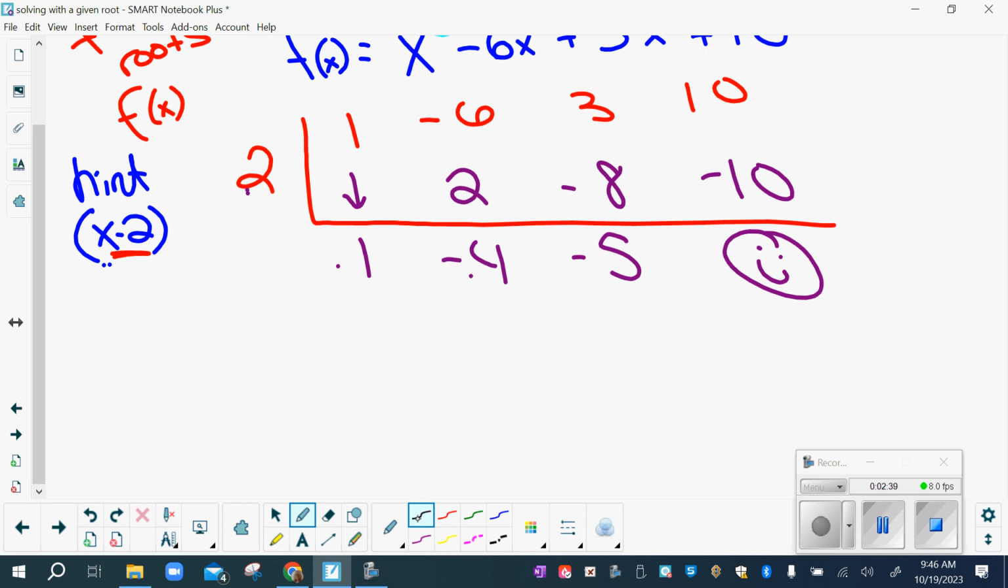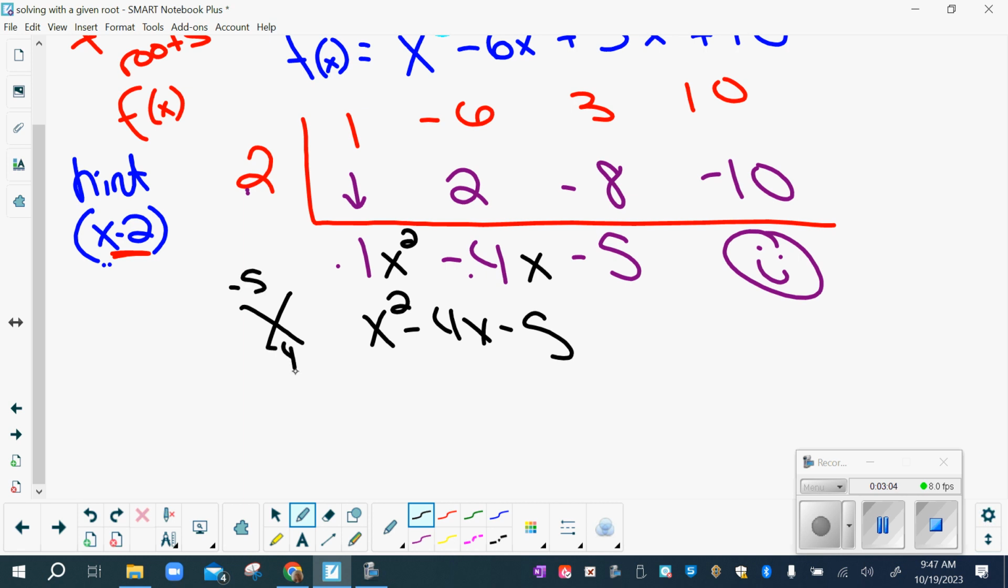We have 1 x squared minus 4x minus 5. Let me rewrite that for you: x squared minus 4x minus 5. Guess what? You know how to factor that. That's X factor. That's my girl. You're going to put me out of a job, Emma. Great job.